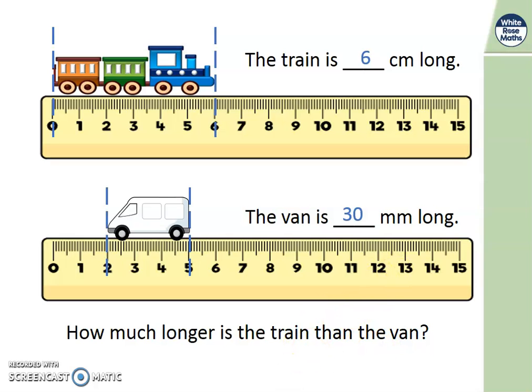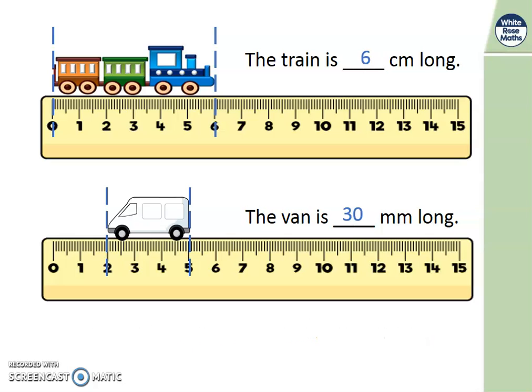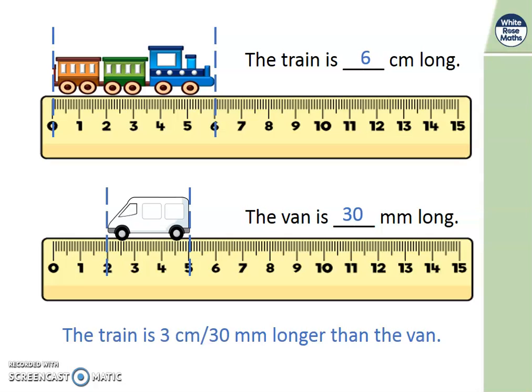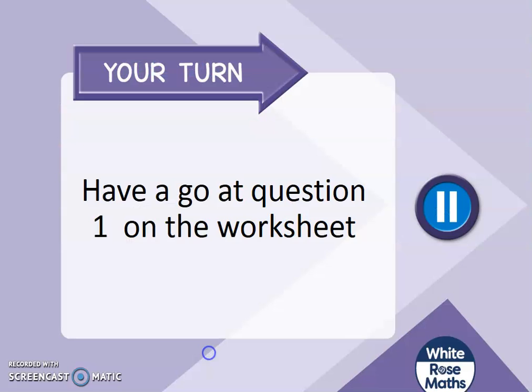How much longer is the train, because this is longer, compared to the van? Well, if that's 6 centimetres and this was 3 centimetres, then the train is 3 centimetres longer, or 30 millimetres longer than the van. Your turn to have a go at question 1 on the worksheet. When you've done it, come back to me.